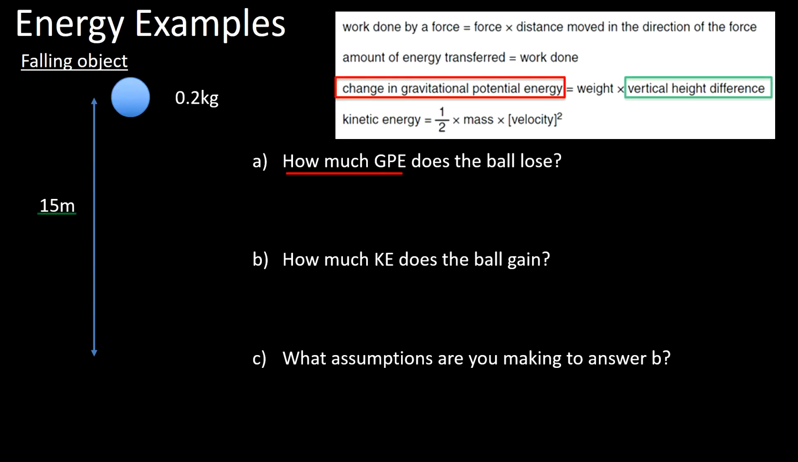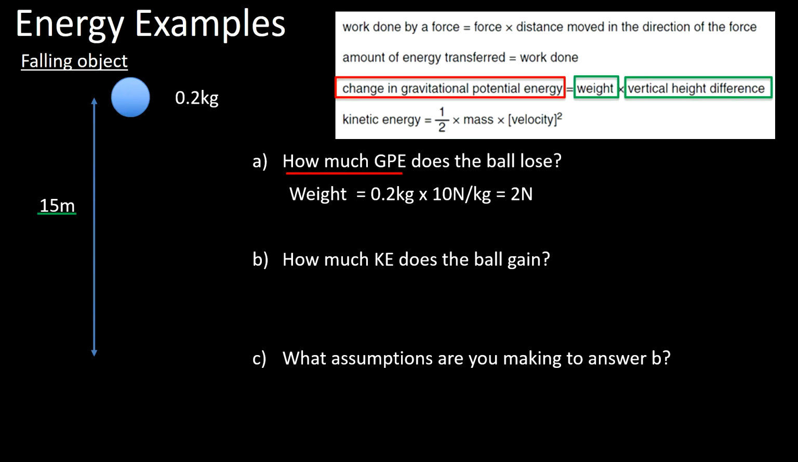We're given the vertical height difference on the diagram, 15 meters. We aren't given the weight, so we're going to have to work that out. But we should remember, hopefully, that weight is related to mass, and that each kilogram of mass has a weight of 10 newtons on Earth. So that's 0.2 kilograms multiplied by 10 newtons for every kilogram, which gives us a weight of 2 newtons.